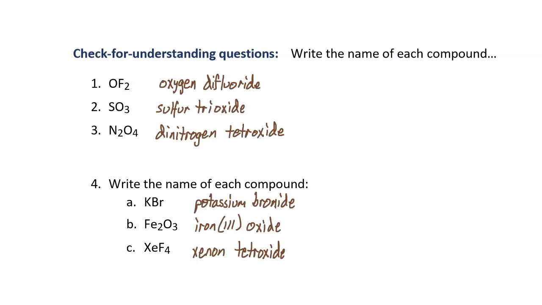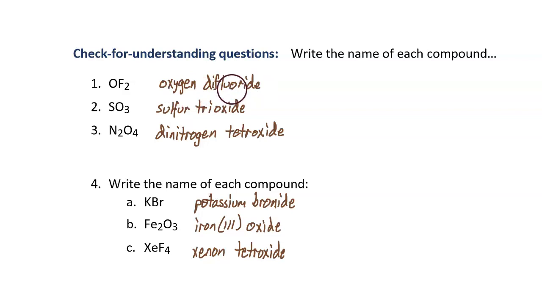Here are the answers. Number 1, OF2. The first thing you do is decide if this is ionic or molecular, because you name things differently depending on whether they're ionic or molecular. Oxygen and fluorine are both nonmetals, so this is molecular. Molecular names involve the prefixes. One oxygen makes the word oxygen. Two of the fluorines makes the word difluoride.